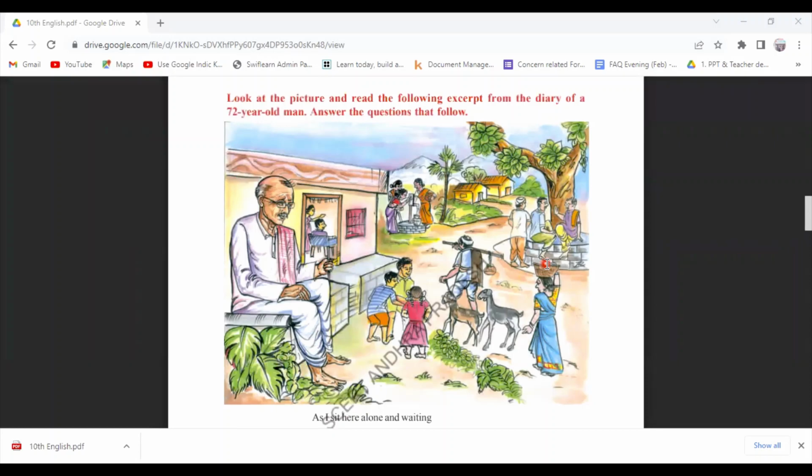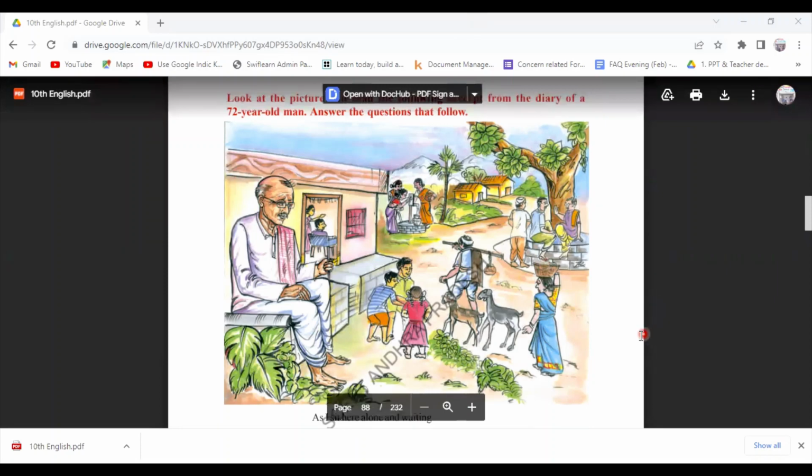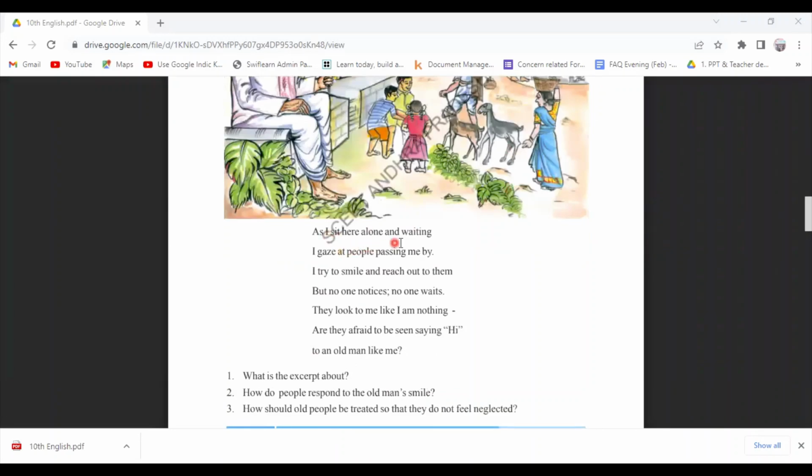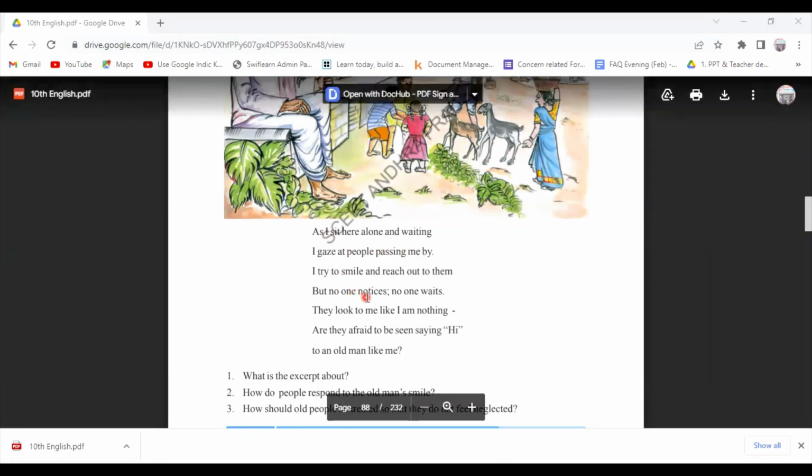First observe the picture carefully. I'm giving you half a minute. Observe what are the things you can find in this. Right, let us read the excerpt now. As I sit here alone and waiting, I gaze at people passing me by. I try to smile and reach out to them, but no worries.